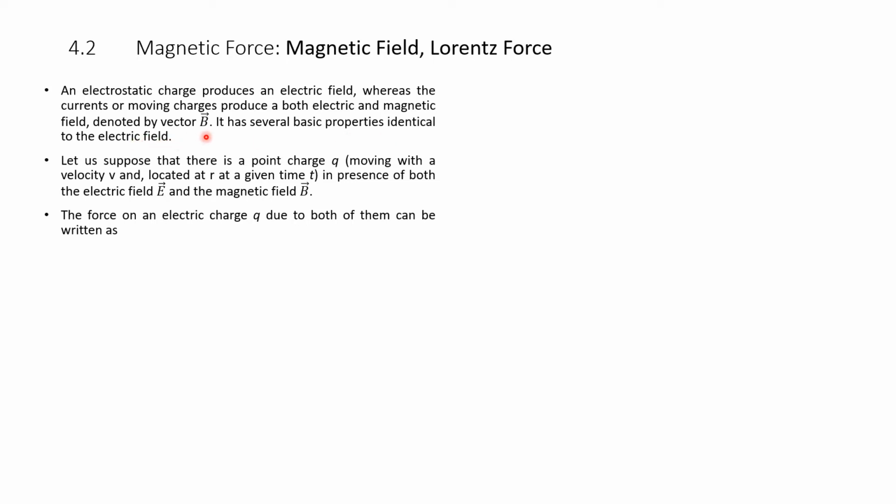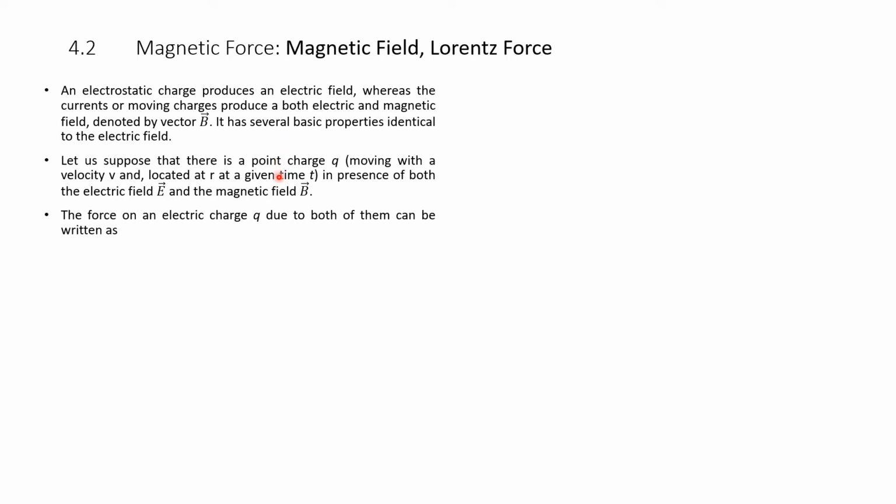In chapters 1, 2 and 3, we have studied electrostatic charges and the electric field represented by letter E. Now, in this chapter, when we are studying the magnetic field, this magnetic field is produced because of moving charges. Moving charges produce both electric and magnetic field. So, static charges produce electric field and moving charges produce both electric and magnetic field. It has several basic properties identical to the electric field.